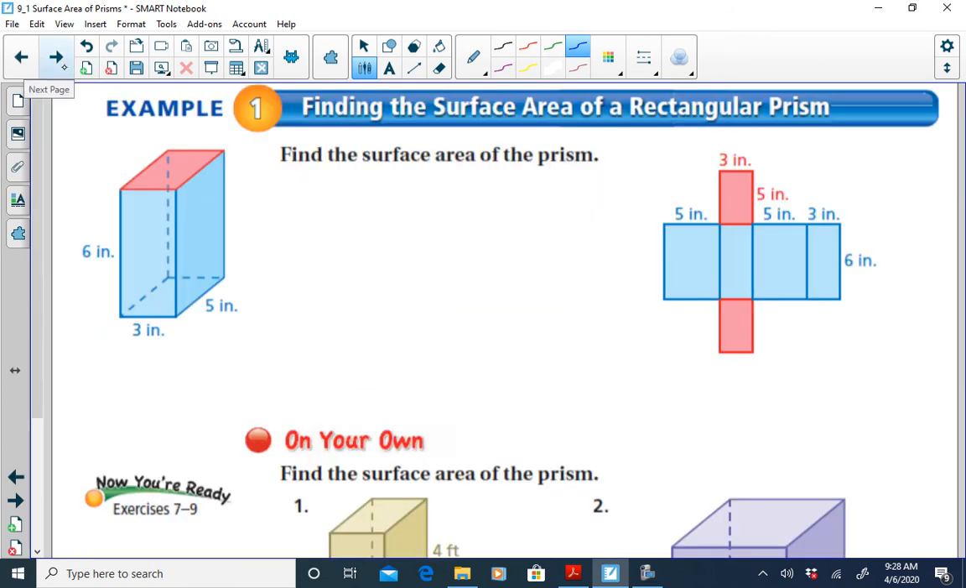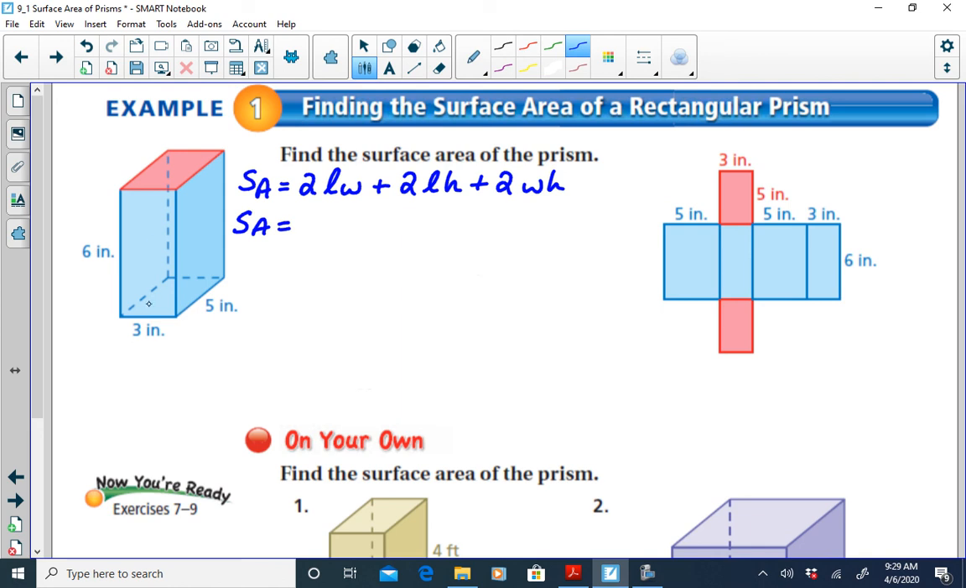Okay, so let's take a look at our first example. Anytime we use a formula to solve a problem, we always start by writing the formula. So we start by writing surface area is equal to 2 times length times width plus 2 times length times height plus 2 times the width times height. Your next step is your substitution step. So surface area is going to be equal to.